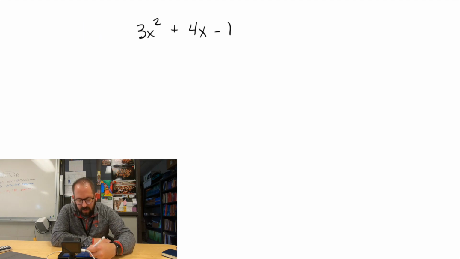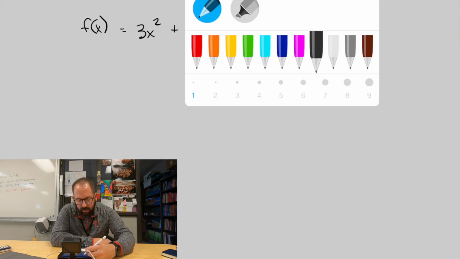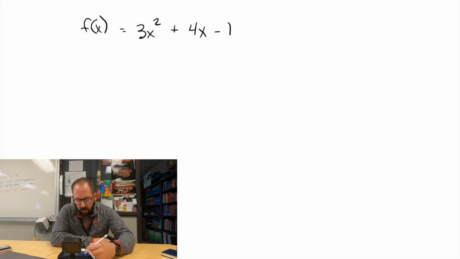Now I don't care if, out in front of this function, you have something like equals f of x. That's just the name of the function. I don't really care if that's there. It's just the example. Okay, let's talk about the shortcut first. So this is how you find slope.